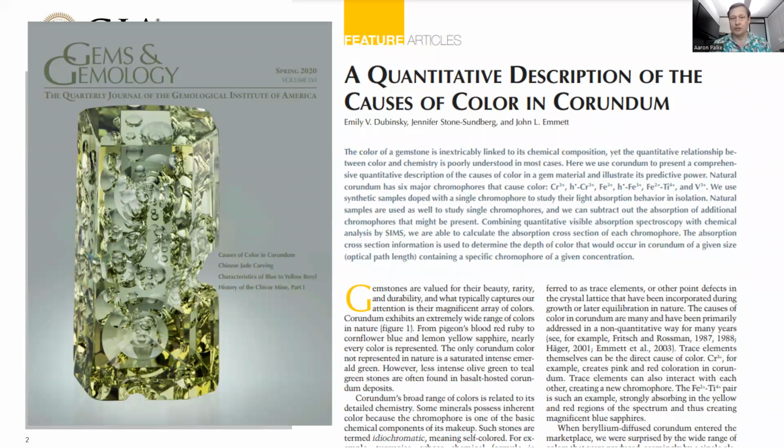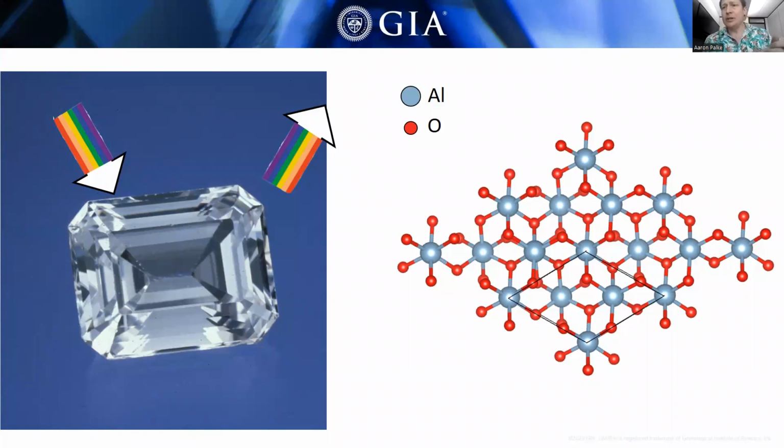I'm going to start here because this is a really good overview of how we get color in corundum. This is a colorless sapphire. Looking at the crystal structure of corundum on the right, the blue spheres are aluminum atoms and the red spheres represent oxygen atoms. We have these aluminum atoms surrounded by 6 oxygen atoms in an octahedral coordination, all packed together in this structure.